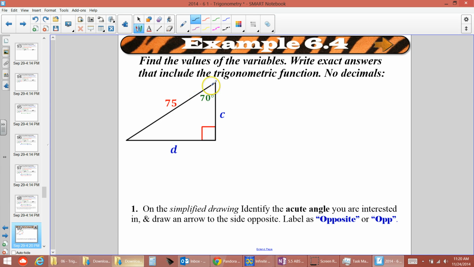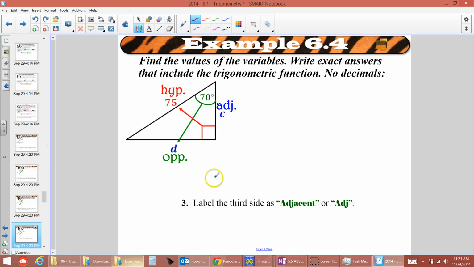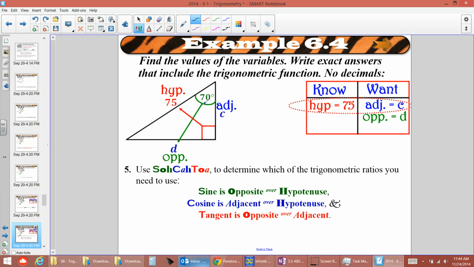I have the angle 70 degrees, and I have the hypotenuse of 75, but I want to know how big D and C are. So we're going to draw a simplified drawing. So we're going to draw opposite, hypotenuse, and adjacent. Now we're going to say, what do I know? I know the hypotenuse is 75. All right, and we want to know the adjacent is C, and we want to know the D value. We want to know C and D. We know 75. And we also know the angle is 70.